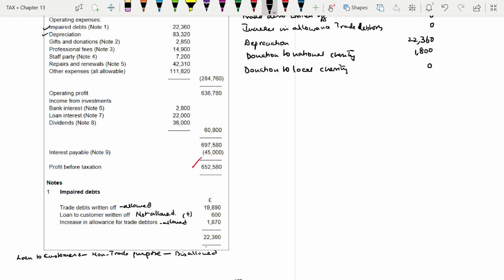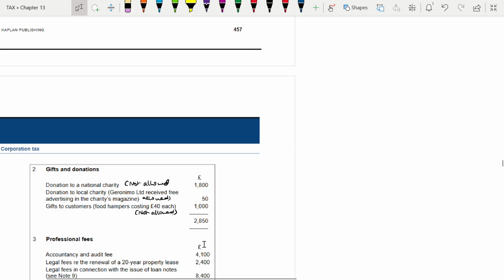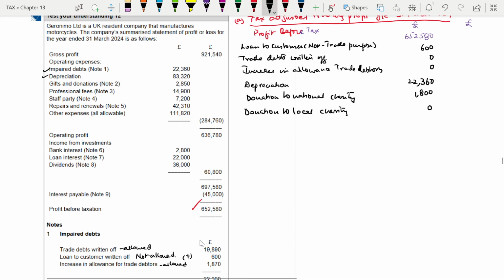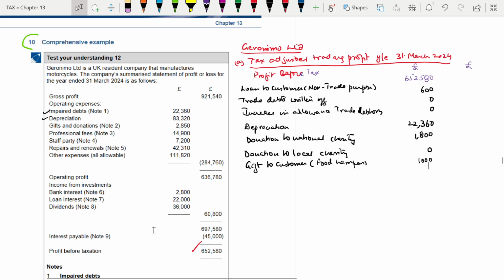Fine. Gift to customer, food hampers. Is it gift to customer food hamper? Disallowed. Okay, how much have they given? They have given 1,000. Okay, next. If it is trade related, you can take. If it is not trade related, you cannot take. Okay, gifts are done. Professional fees.